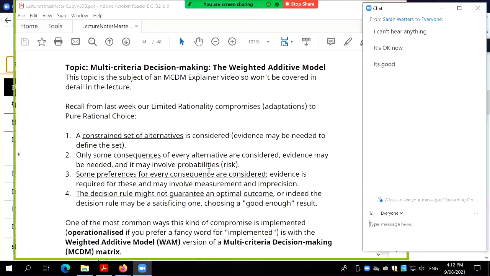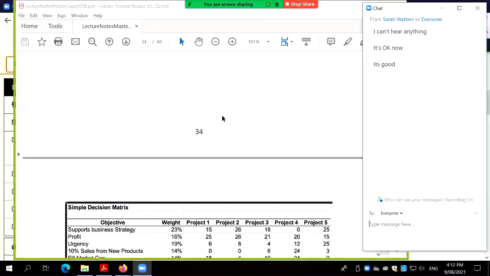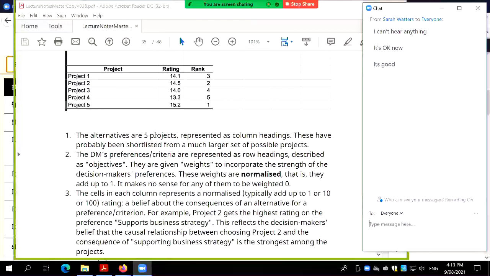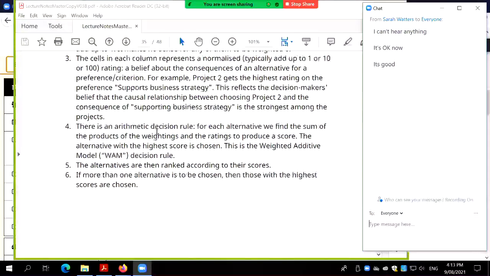Good. So in the video about multi-criteria decision making, I talked about how we set up one of these spreadsheets and so on, and I'm going to go over that again today with a different scenario. But I'd suggest you have a look at the video because it might help with your task write-up.